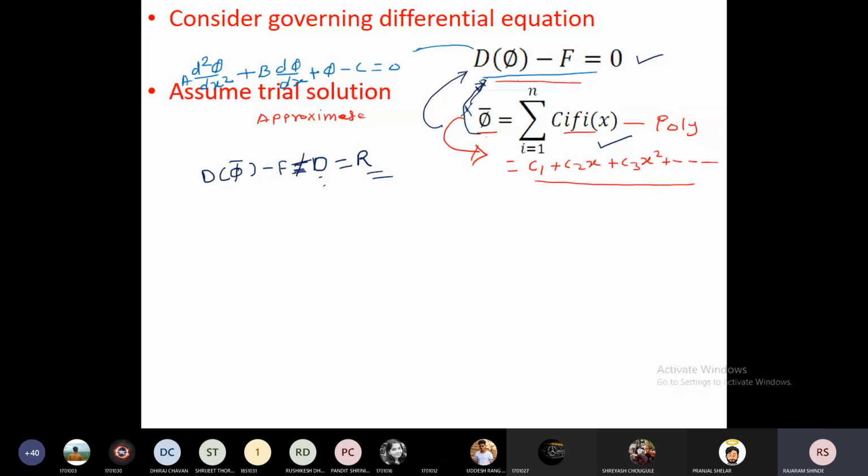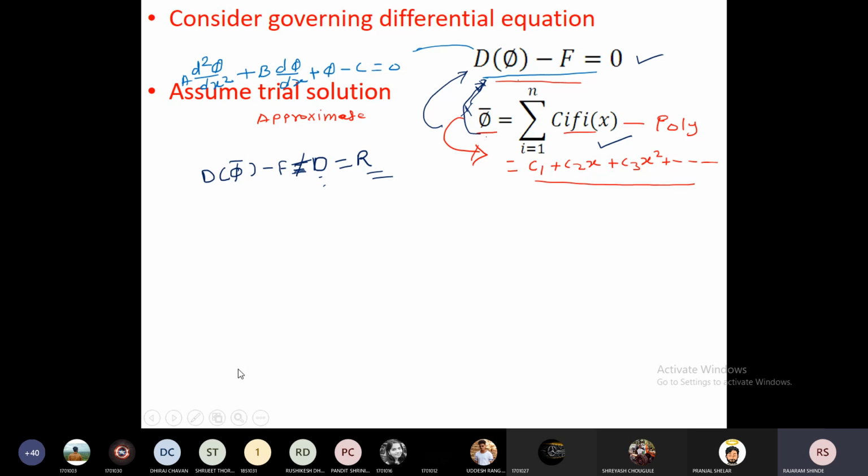Have you got this concept? Saurabh Pawar, have you got this? Yes, sir. Rishikesh Kumbar. Yes, sir. Akshay Shinde. Yes, sir. Have you got this? Yes, sir. Now you tell me the next step.